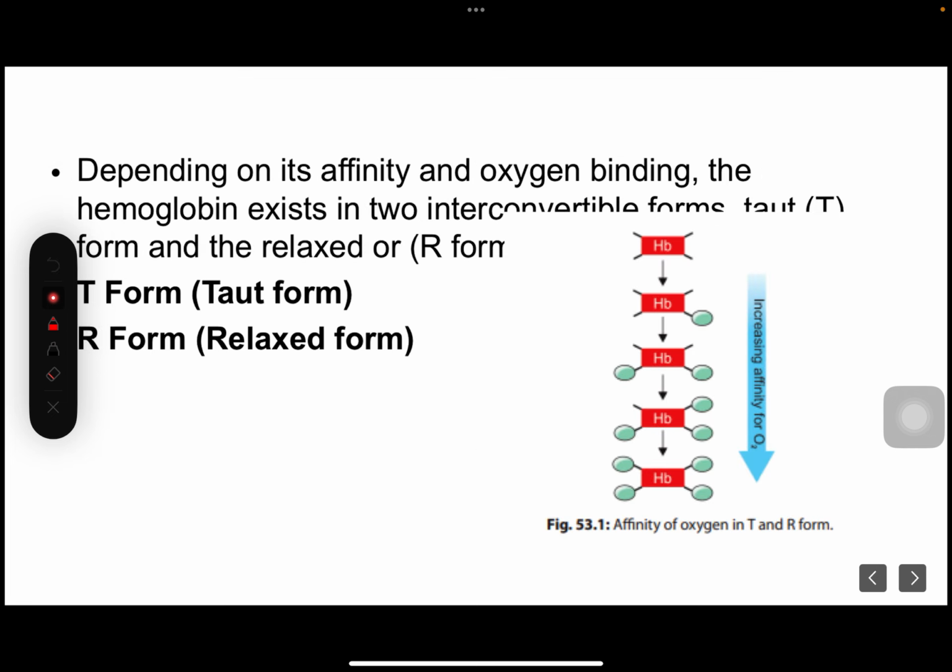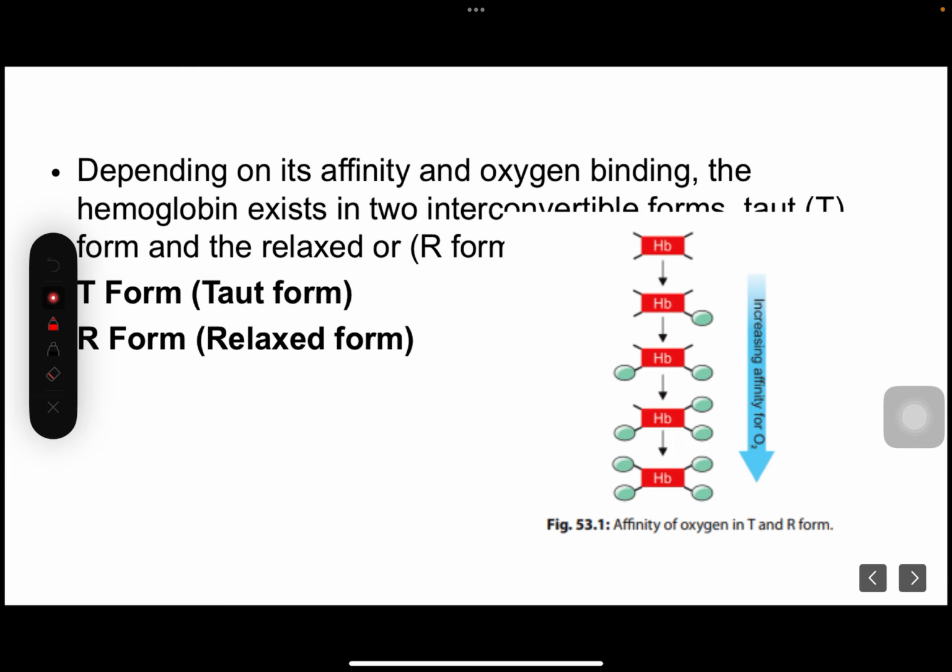Now, depending on its affinity and oxygen binding capacity, hemoglobin has 2 interconvertible forms. One is the taut form or T form, the other is the R form or relaxed form. The taut form is when blood is taken to the pulmonary capillary; before that, the blood has a lot of carbon dioxide and 2,3 biphosphoglycerate levels are high. During that time hemoglobin will not accept any oxygen molecule. That period we call the taut form.